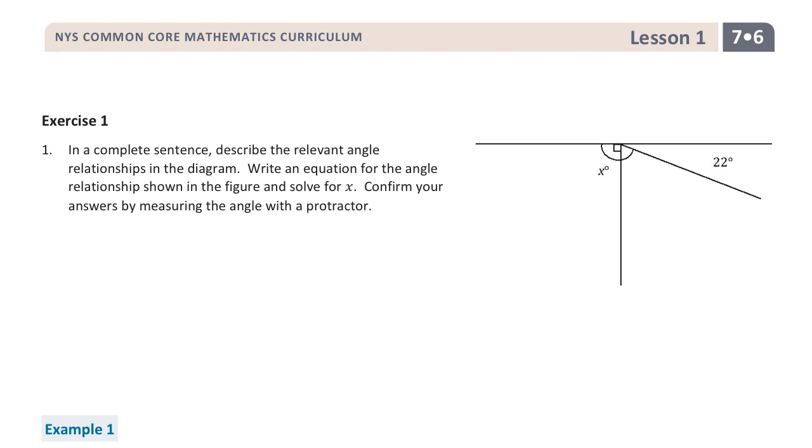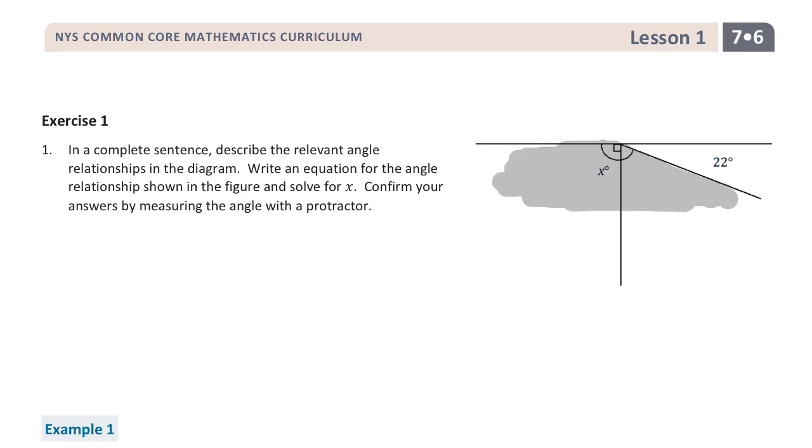Okay, number 1 says, in a complete sentence, describe the relevant angle relationship in the diagram. Write an equation for the angle relationship shown in the figure and solve for x. Confirm your answer by measuring the angle with a protractor. So you probably don't have a protractor, so you're probably not going to be able to do that last part. But when you look at the picture, you need to see where angle x is. And notice angle x goes from here to here. So angle x, see where that curved line is, this whole area.